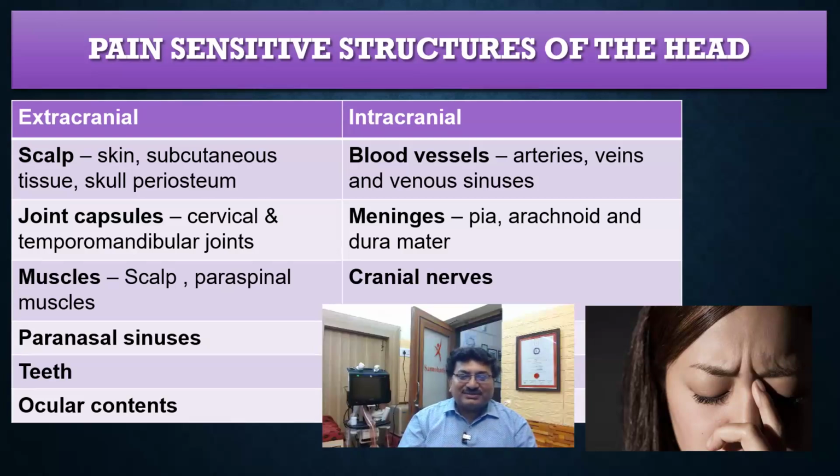Next come the muscles. The muscles of the scalp and the paraspinal muscles could be possible sources of pain in pathology, not in normal condition. There could be a myofascial pain affecting these muscles, and that could be a possible cause of pain. Then come the paranasal sinuses, ocular contents, and teeth. And remember, teeth are a very important thing. Whenever you are diagnosing, you should always check the teeth as well, ask the patient, and if required, do a dental referral as well.